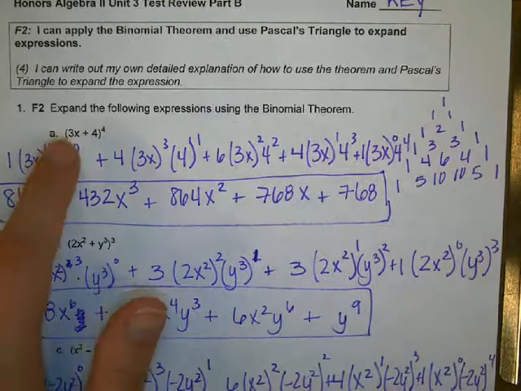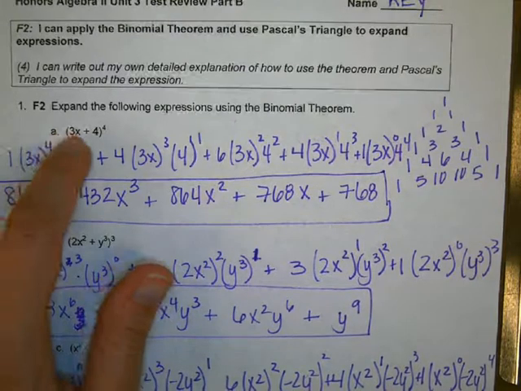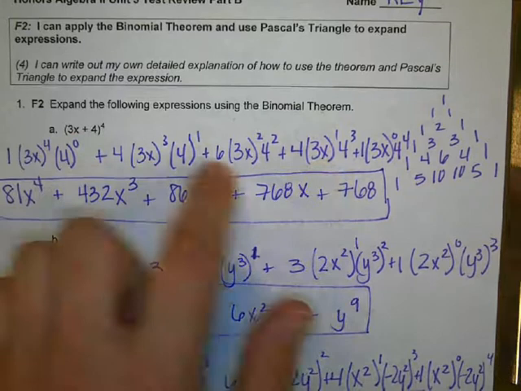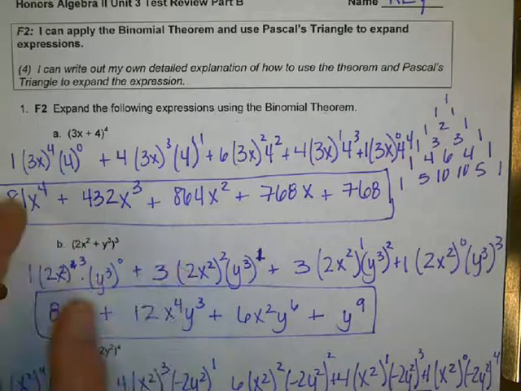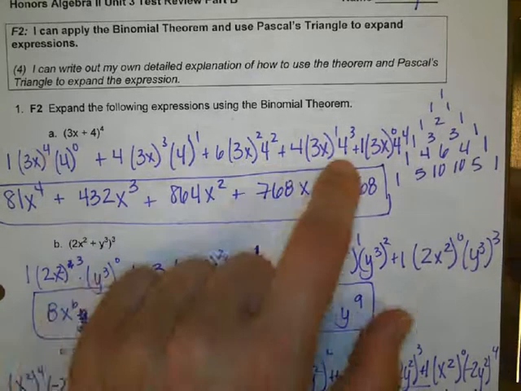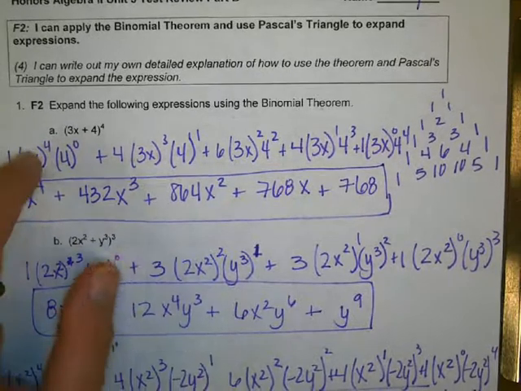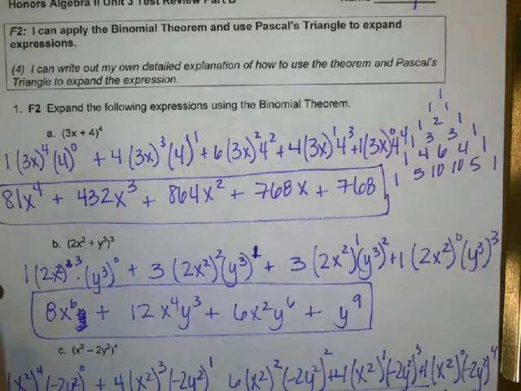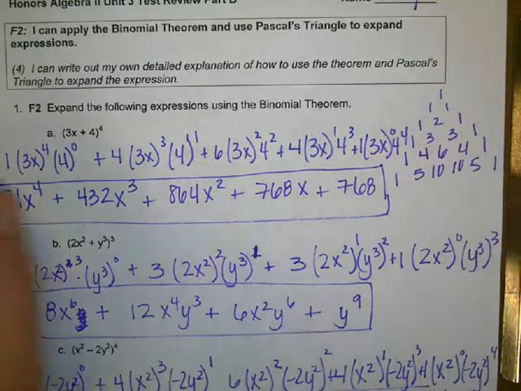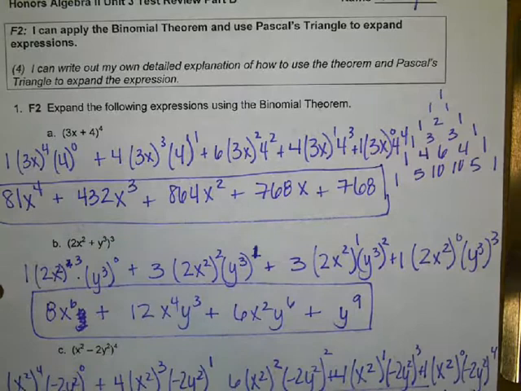Then I took my first term in my binomial. This one decreases in exponent each term. The second one increases in exponent each term. So I started with the 3x. I raised the 3x to the 4th, then 3x to the cubed, 3x squared, 3x to the 1st. And I think you can kind of tell from there what happened.